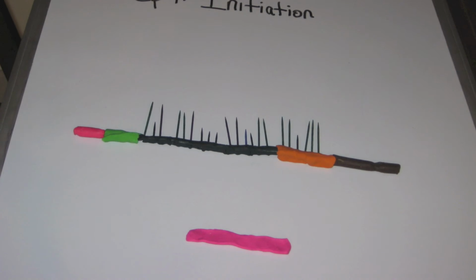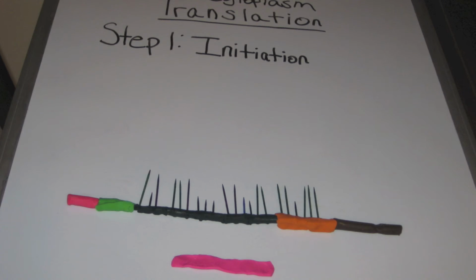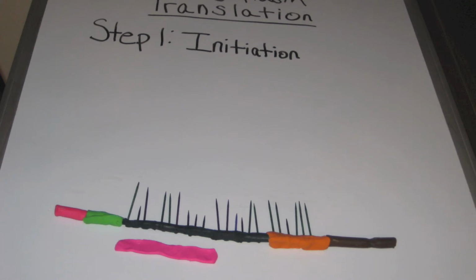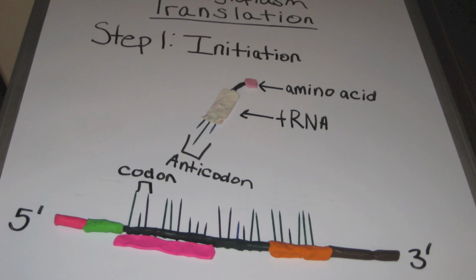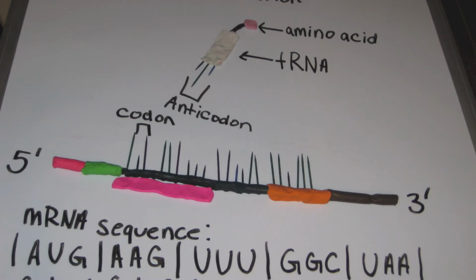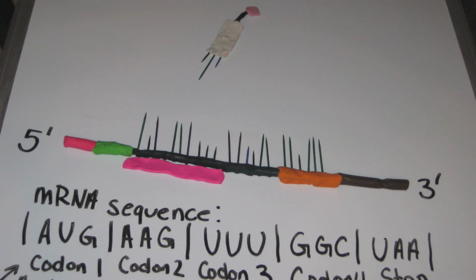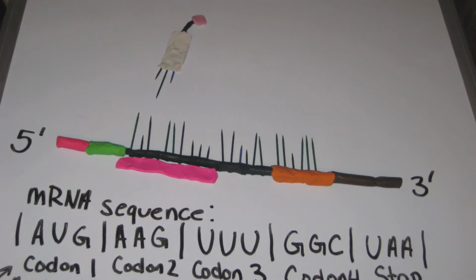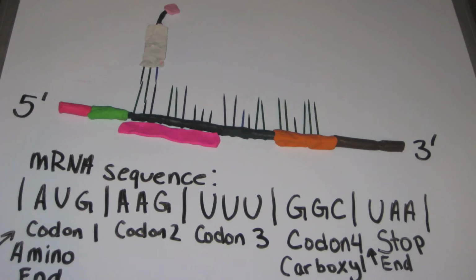During the first step, initiation, the small ribosomal subunit attaches to the messenger RNA. The transfer RNA has an amino acid bound to its top and has a nucleotide triplet called an anticodon, which is what allows the transfer RNA to bind to the messenger RNA's nucleotide triplet, referred to as a codon. Once the tRNA binds to the mRNA, the large ribosomal subunit comes and binds to the messenger RNA.